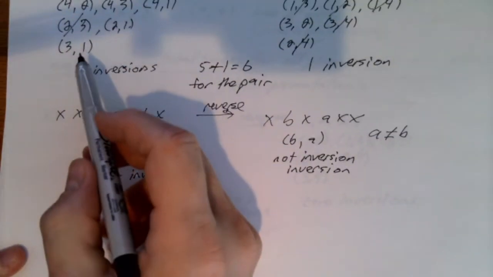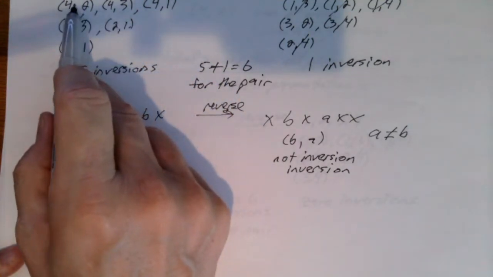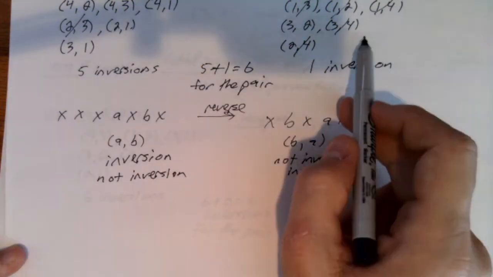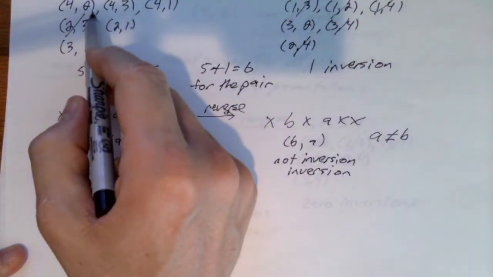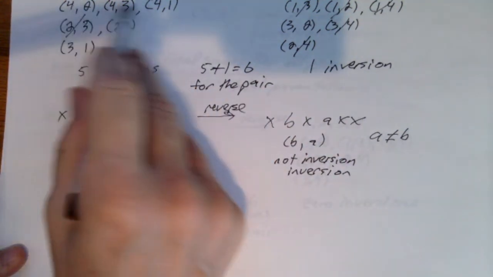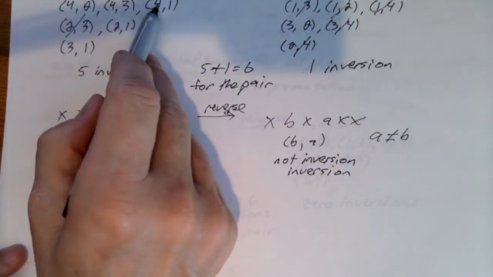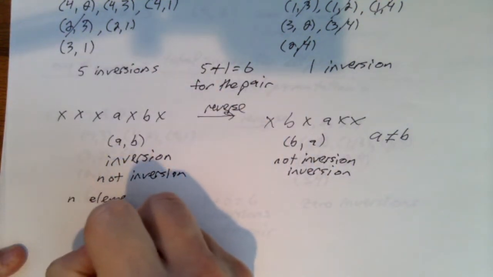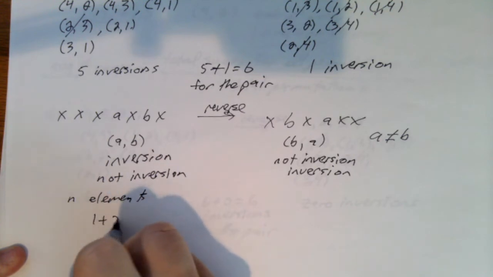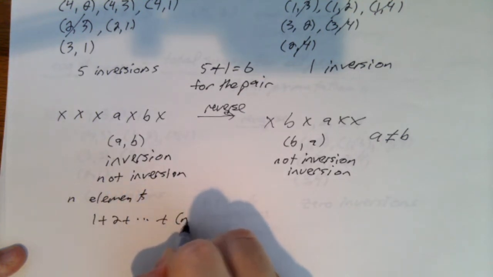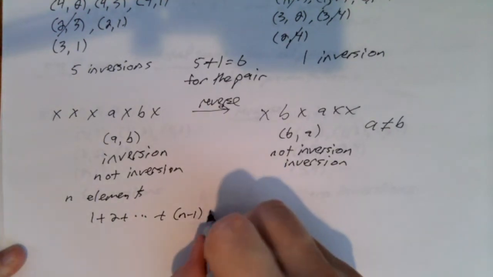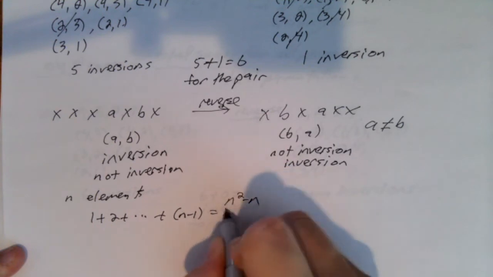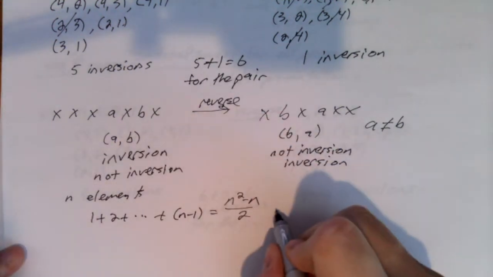Well, going back to what we saw before, for the worst case, we saw that the worst case was all the pairings were equal to inversions, which left zero on the other side. So how many different pairings do we have? Well, here we have four elements. And so first we had 3, then we had 2, we had 1. So if there's n elements, then we have 1 plus 2 plus dot dot dot plus n minus 1 pairings, which is equal, as we saw before, to (n squared minus n) divided by 2 pairs.